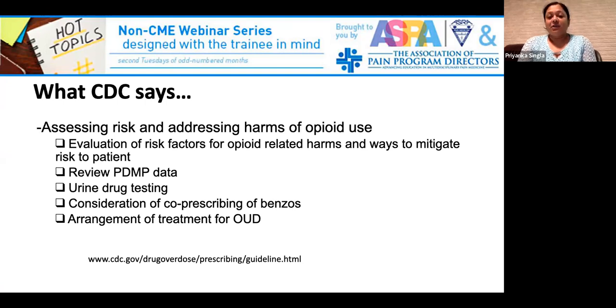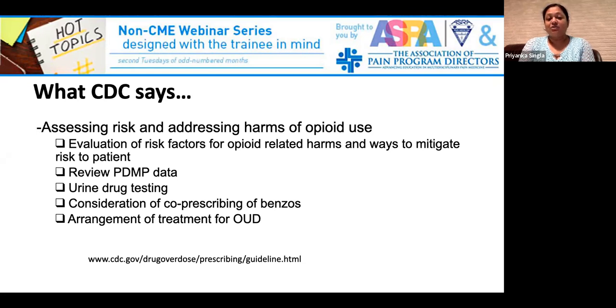In terms of continuing the opioid therapy, the CDC also recommends assessing the risk and harms of opioid use and addressing them as appropriate. The risk factors, which are related to the patient as well as the form of therapy, should be evaluated. The PDMP data should be reviewed at every visit. Urine drug testing should be done periodically. In the state of Virginia, in the first year, we do it 3 times in a year, and thereafter twice a year randomly.